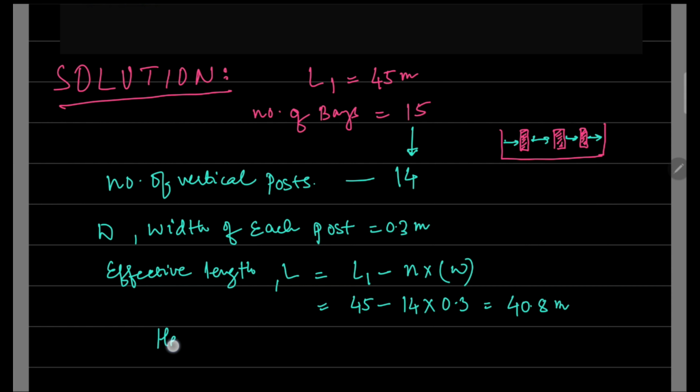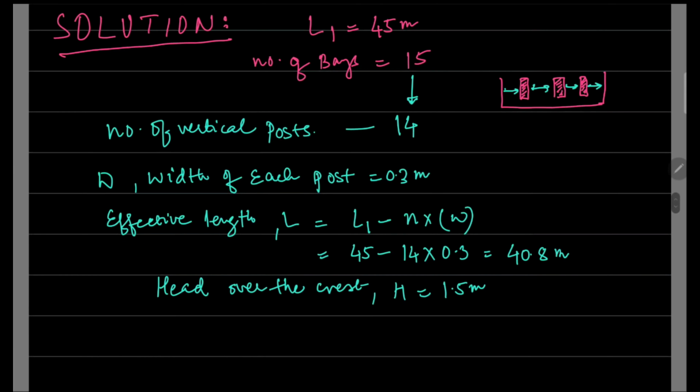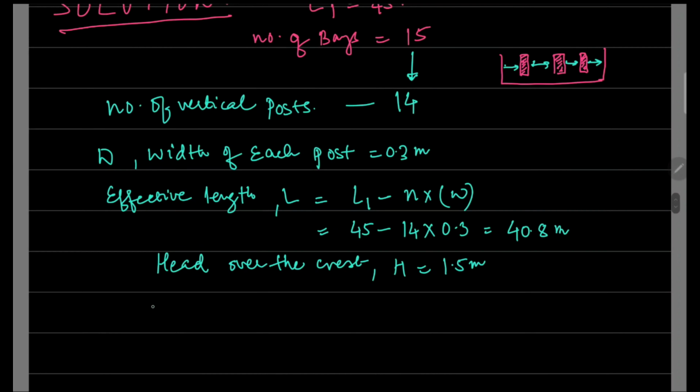Now the head over the crest is already given. So that is our h, that value is 1.5 meter. Now the velocity of approach is also given to us, that is 2 meter per second. So VA value is 2 meter per second. Now having all these values, we can determine the HA. So HA is equal to VA square divided by 2G. So this value comes out to be 0.2038 meter.